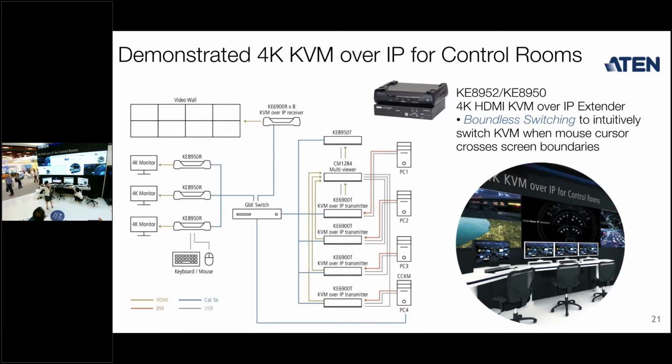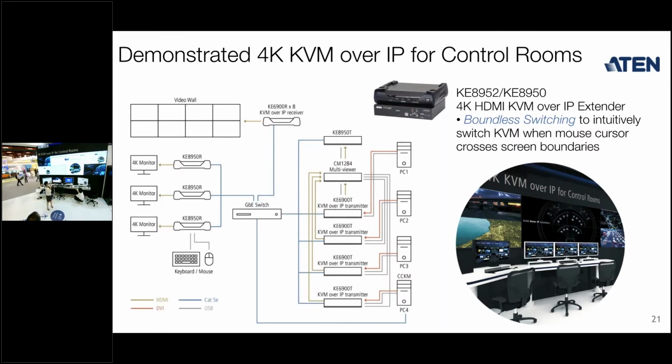In this scenario, we have this KE69. They are the predecessor of our KE89 series. The 69 series is the DVI interface, and the 89 is the HDMI. And all 4 transmitters are connected to the network switch. On the left-hand side, you could see there are 3 KE8950 receivers. R stands for receiver. So 3 4K monitors are connected to each of them, and they share one set of keyboard and mouse.